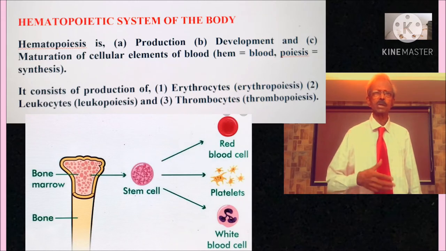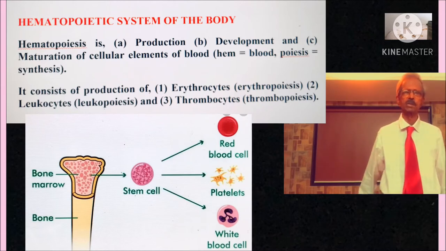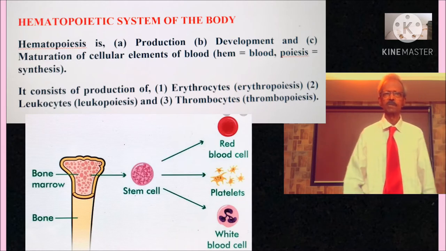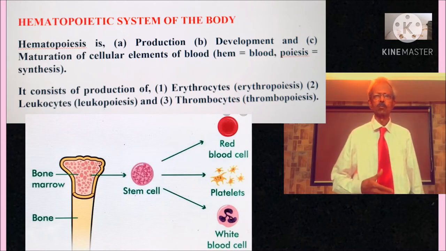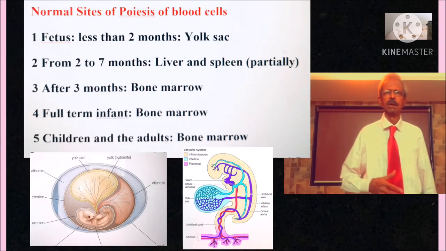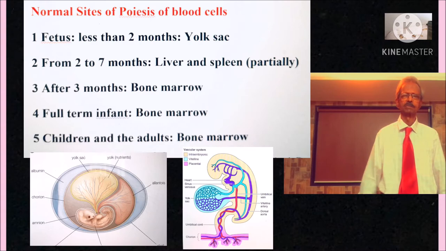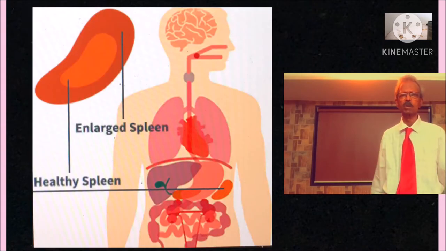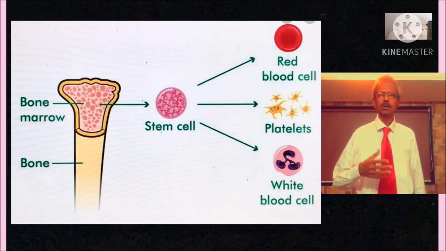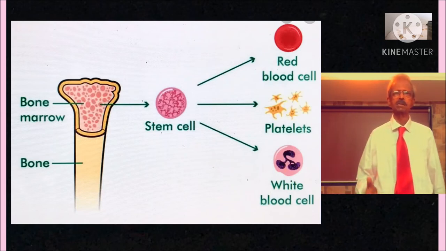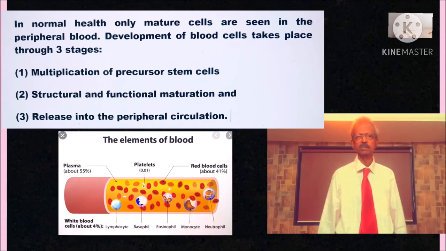Production, development and maturation of various cells in blood is known as hematopoiesis, and it consists of production of erythrocytes means erythropoiesis, production of leukocytes means leukopoiesis, and production of thrombocytes means thrombopoiesis. And the normal sites of poiesis of blood cells are, for fetus less than 2 months, it is yolk sac. From 2 to 7 months of age, it is liver and partially spleen. And then after 3 months, for full term infants and for children and adults, hematopoiesis takes place in the bone marrow. In normal health, only mature cells are seen in the peripheral blood.